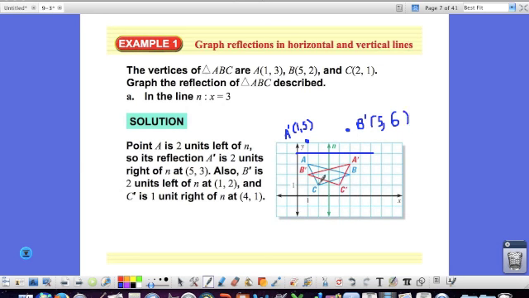And our new C was 1, 2, 3 units below the line. It's now going to be 3 units above the line. So if this line is at 4, it's going to be up at 7. So it's still going to have the same x value. And this is where we would draw the new triangle.